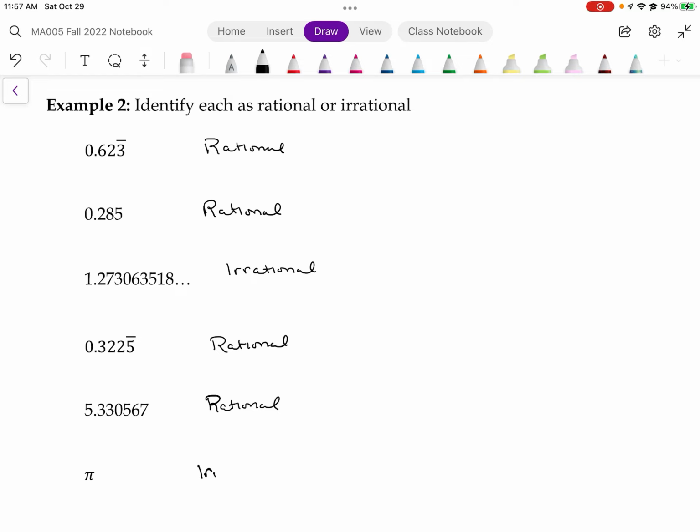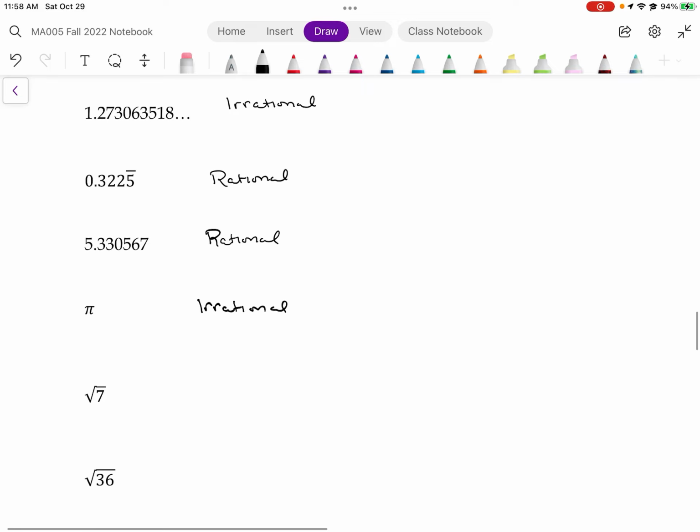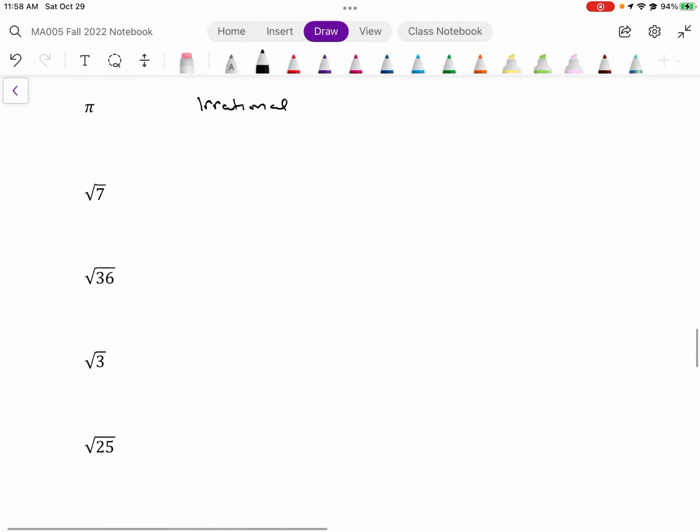Pi is irrational, always. It goes on forever without repeating. And the next one I didn't show you here. There wasn't room, so why don't you try these next? Oh, there's 4 more. Try these next 4.